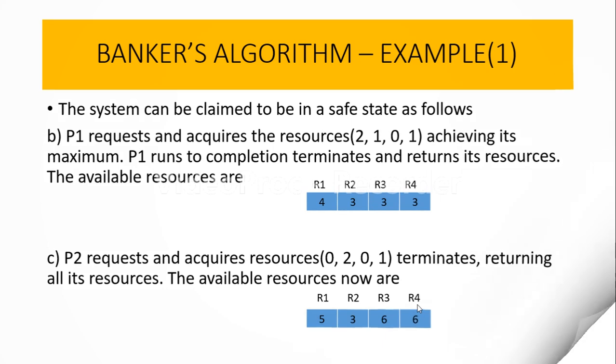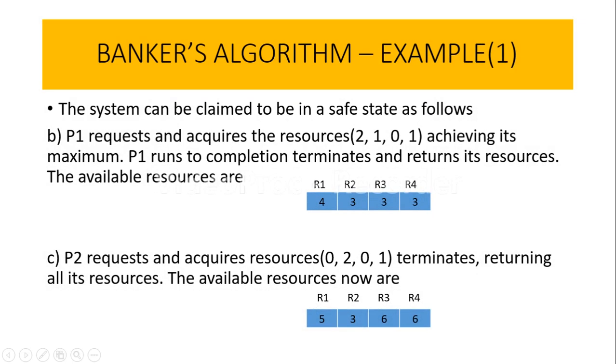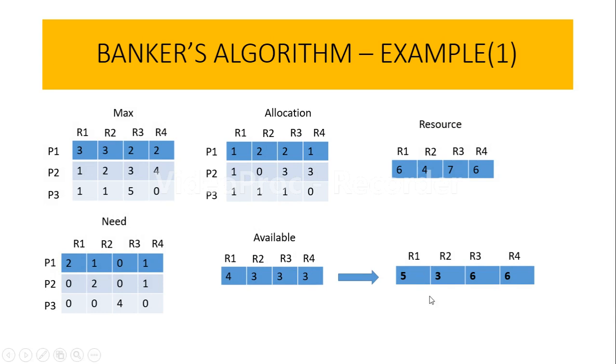Now let us see the P3 request. P3 is requesting only 4 instances of R3. If you see the previous slide, this is the availability after P2 has finished its processing and P3 is requesting the resources. P3 requires only the R3 resource, 4 instances, and the availability of R3 is 6. So it is just going to allocate that.